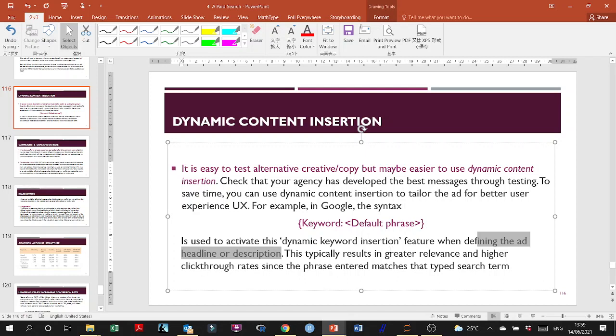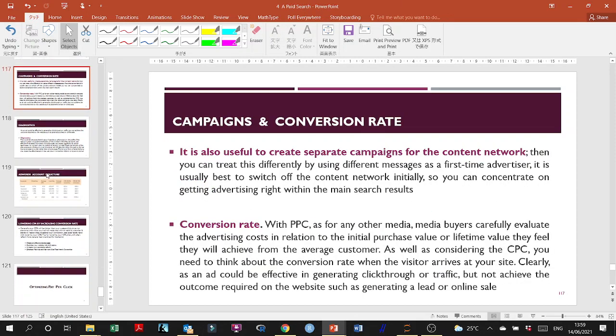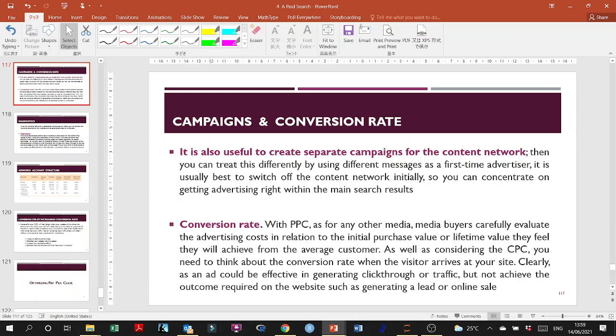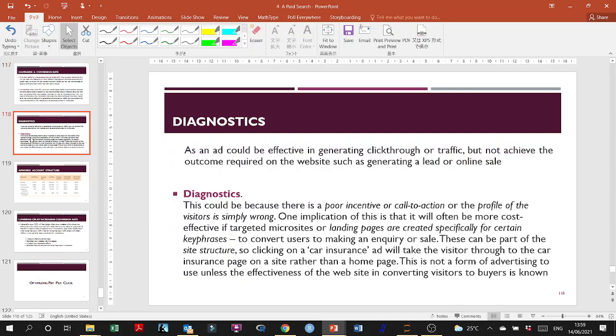You need to submit an Excel CSV, comma-separated file to the tool, to Google Ads. They give you a template and you just need to populate the template. With this, Google will use it to replace certain keywords that match up with the search term the user has, so that the advertisement is more personalized. These are just details that we talked about already, and diagnostics is very important.